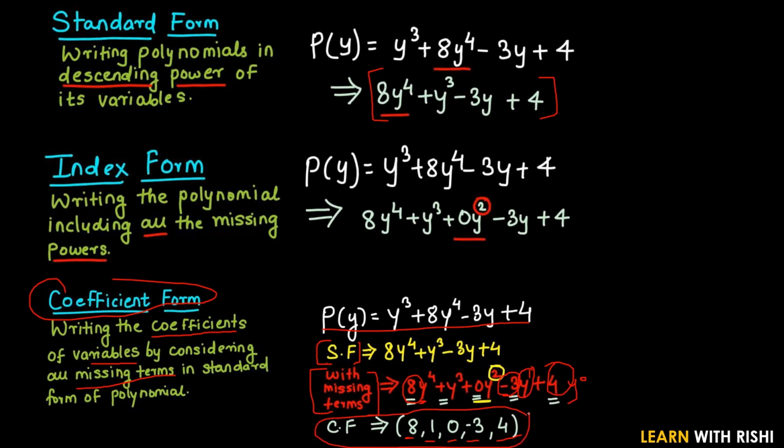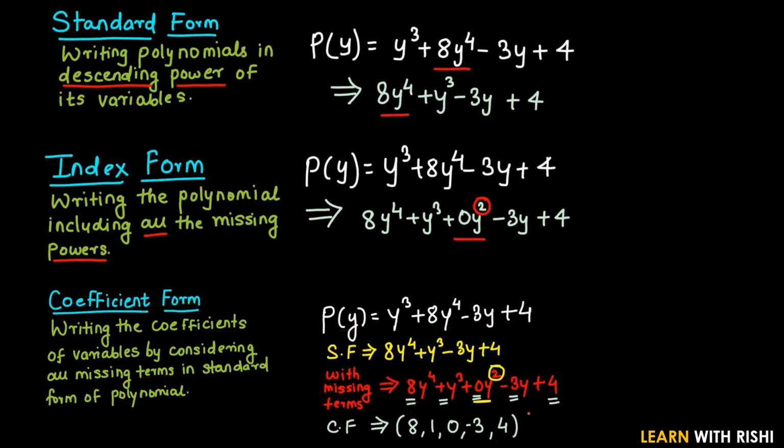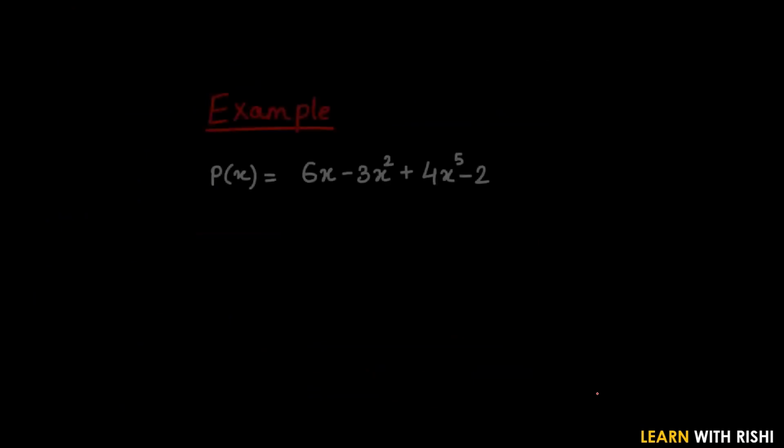Okay, now there will be questions in the exam where you have to convert coefficient form into index form into standard form, or standard to index, standard to coefficient, and so on. So like this, there will be questions given in your exams. Okay, so let us discuss one example here to understand it. So this is our polynomial 6x minus 3x square plus 4x raised to 5 minus 2. So we have to write it in all the forms: standard form, index form, and coefficient form.